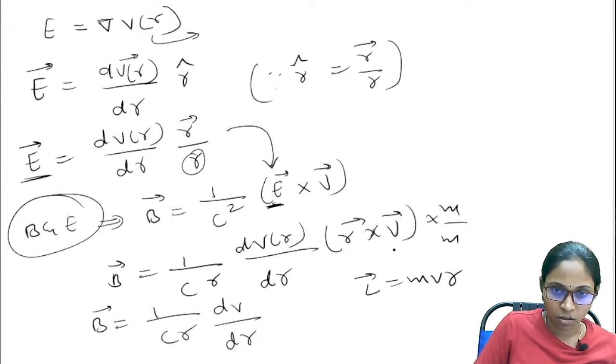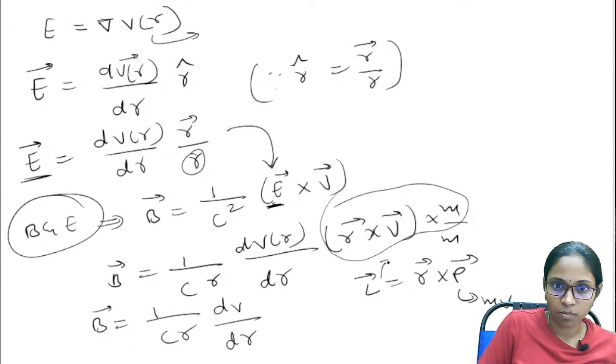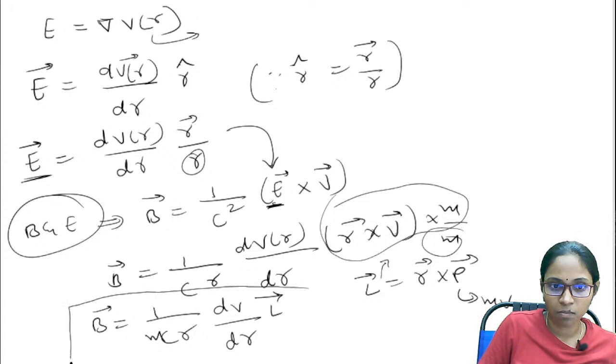Here we have m v and r. r bar cross p bar is the angular momentum, and p bar is mass into velocity. I'm just substituting this term with L bar. Therefore we have here L bar, and we are left with mass m. I'm writing here. Keep it in a box.